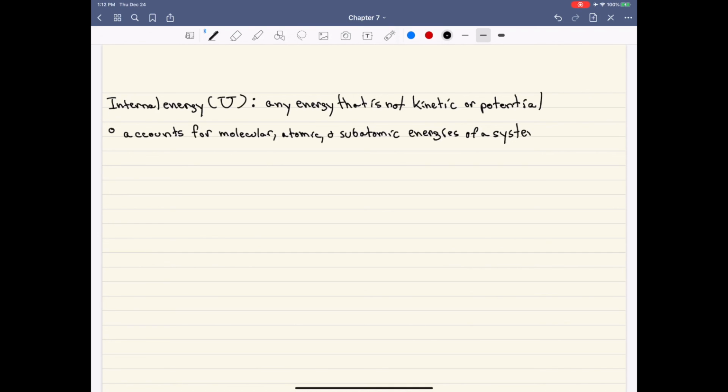Okay? Alright, one useful feature of internal energy is that it can be stored. Right? And this is useful if you think of a battery. Right? So that way you could store energy within some sort of material and then easily transfer that energy so that it could be used by some other sort of process.